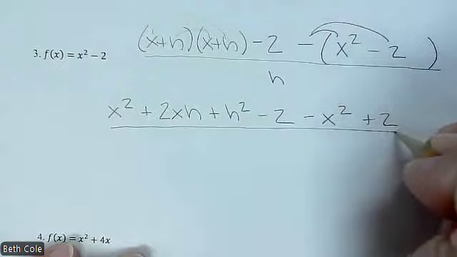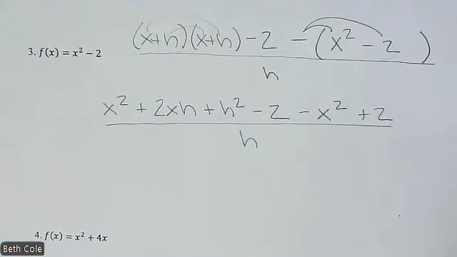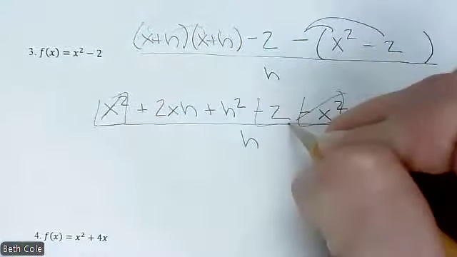And then the whole thing is over h. Again, at this step, that's called expanding. Once you expand it, stuff should cancel. And if it doesn't, then you made a mistake. You can catch your mistakes with this. It's very user-friendly. So call them as you see them. What is going to go away? X squareds are gone. And the 2's are gone.